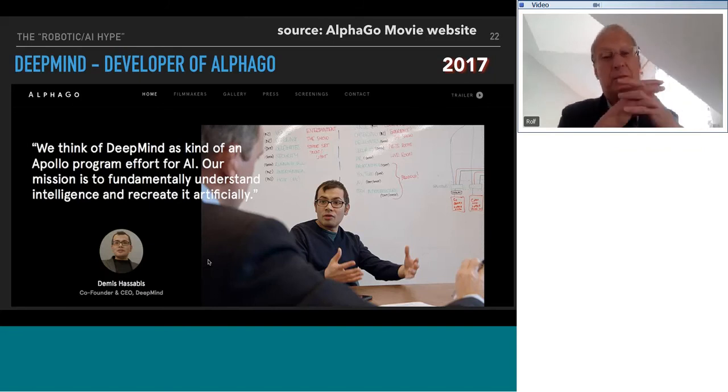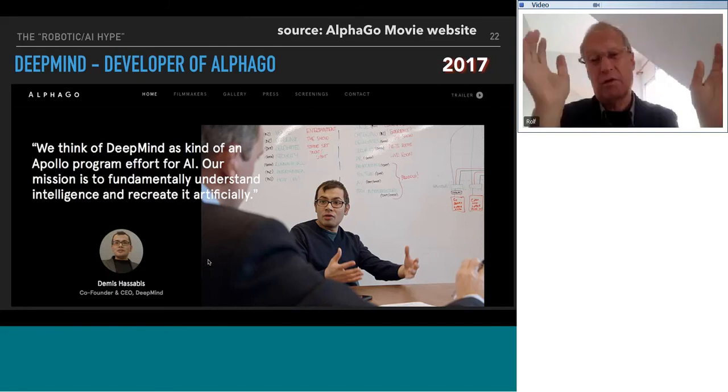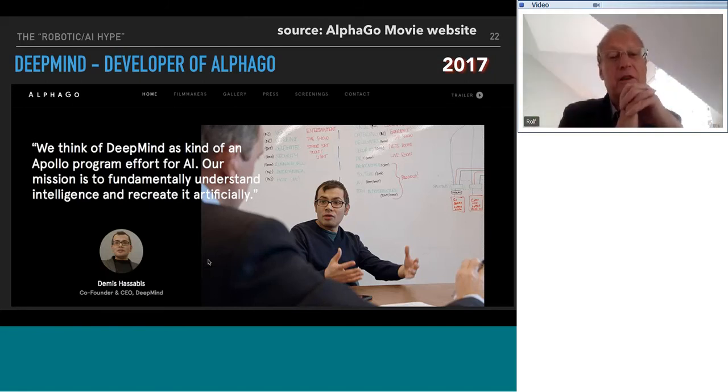And then, of course, the ultimate hype, and I will talk more about that in just a second, is this idea of AlphaGo, or now it's called AlphaGo Zero. We think of DeepMind, and this is Hassabis, the CEO of DeepMind, and he says, we think of DeepMind as kind of an Apollo program effort for artificial intelligence. Our mission is to fundamentally understand intelligence and recreate it artificially. So they are alluding to the moon landing project, saying, you know, this is as big as the moon landing project.